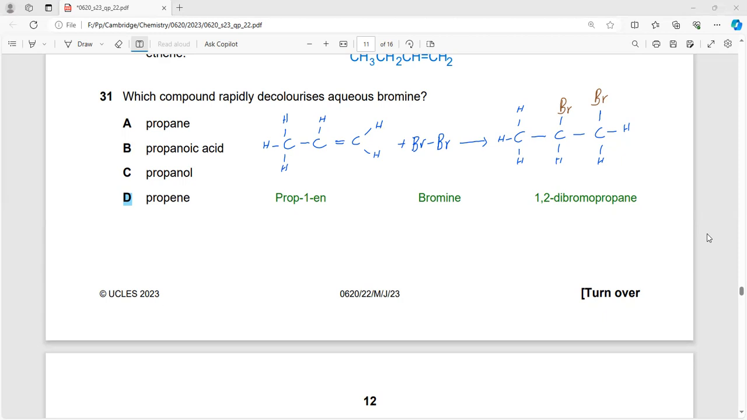What about A? It is not giving an addition reaction with the bromine. Next, B is propanoic acid. It's also not giving this reaction. And C, the alcohol propanol, is not giving this reaction. So D is our correct option here.